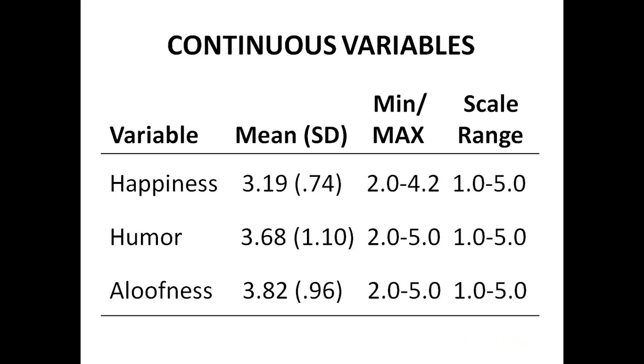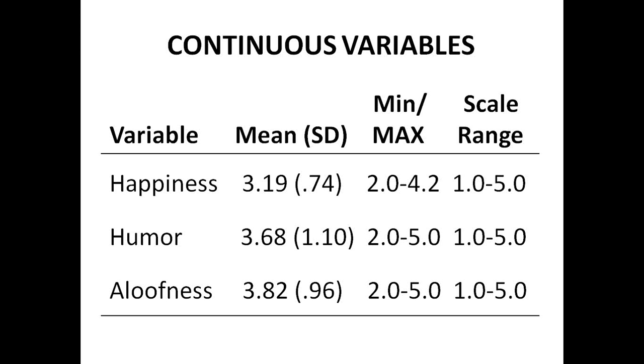This is just about APA format here. So you make two separate tables. One for the continuous variables right here, where we have the variable, right? Then the mean, then the min-max, which is the highest and lowest scores. And then you always want to say the possible scale range, so when people interpret it, if they don't know the scale range, they could see it right there.